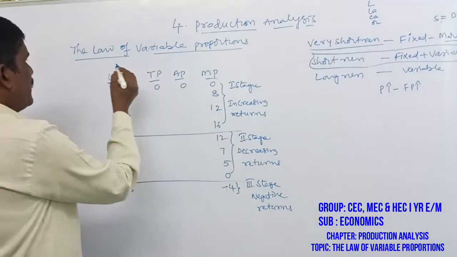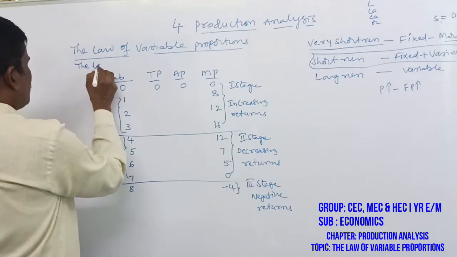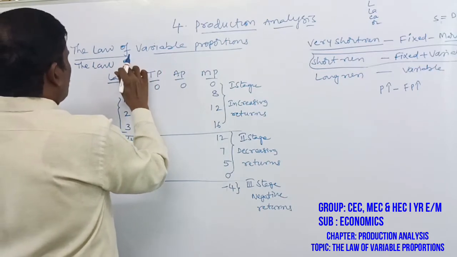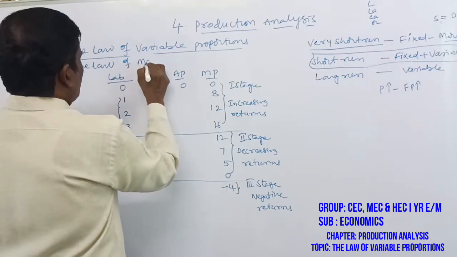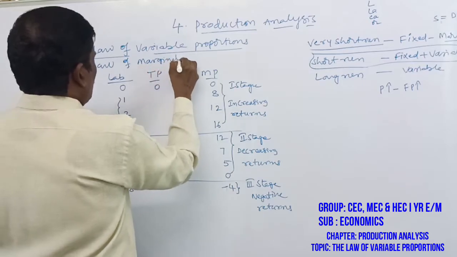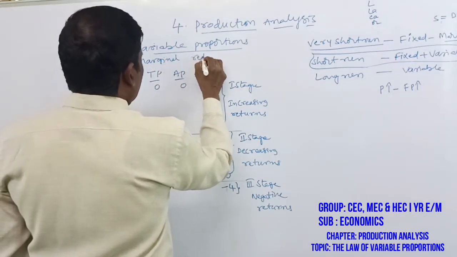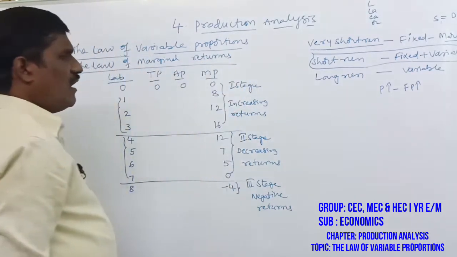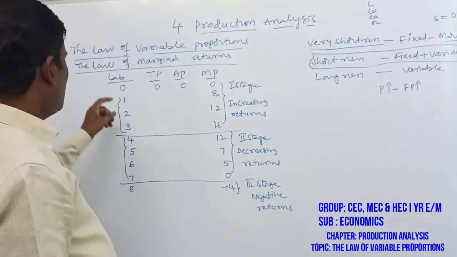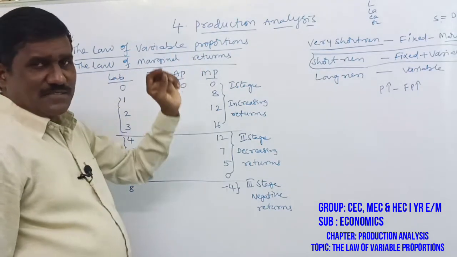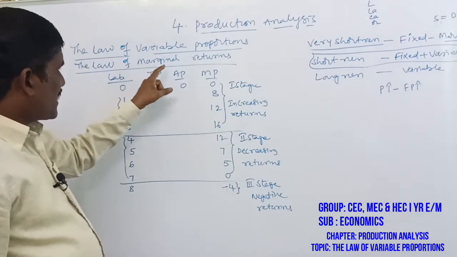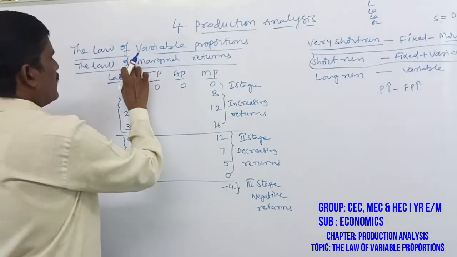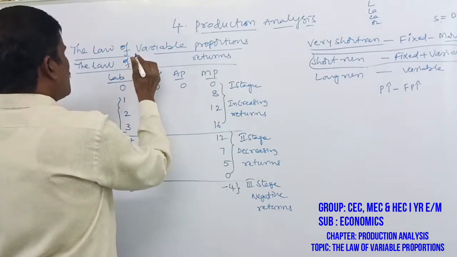So that's why the law of marginal returns. Simple. The law of variable proportion is also known as the law of marginal returns. Marginal returns are diminishing. The law of diminishing marginal returns.